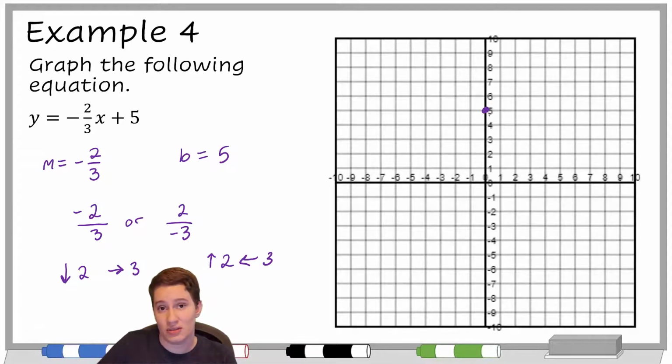Then I'm going to go down to right 3. 1, 2, 1, 2, 3. Over here. Or if we do it with the negative on bottom, that'd be up to left 3. I really like to do at least 1 point each direction.